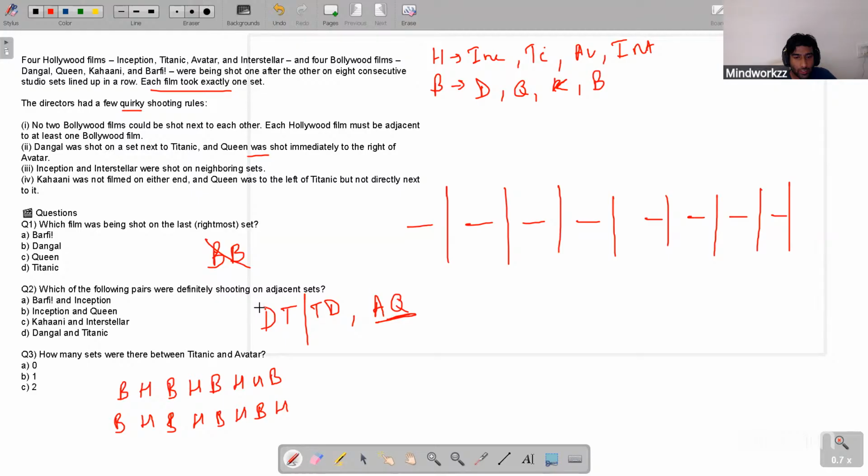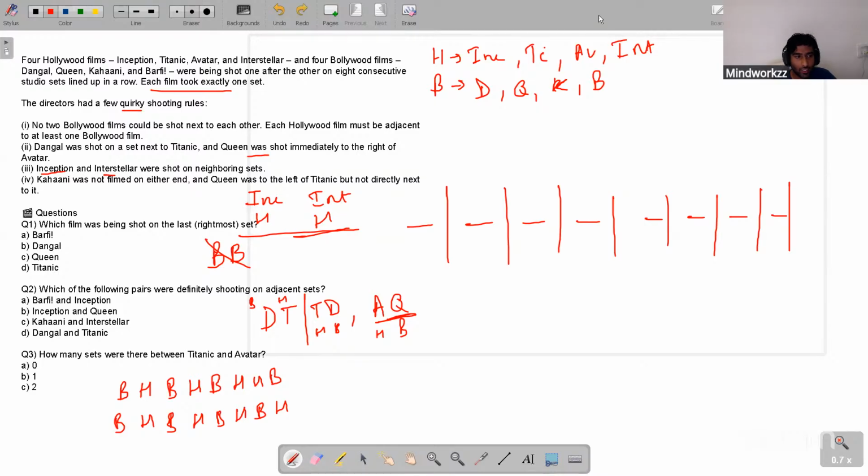Now, Dangal is, of course, a Bollywood film, and Titanic is always, of course, a Hollywood film. Similarly, here also Hollywood, Bollywood. Okay, we should keep track of this so that we are not getting confused later. Okay, and then it's told to us Inception and Interstellar were shot on neighboring sets. So they were both shot in neighboring sets, and they are both Hollywood films, right? Inception is a Hollywood film. Interstellar is also a Hollywood film.